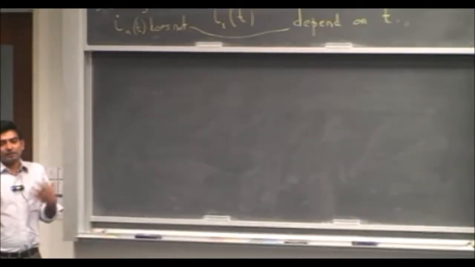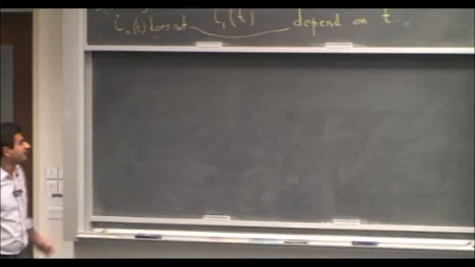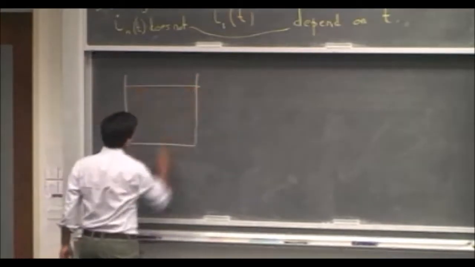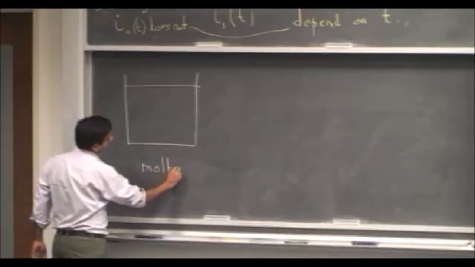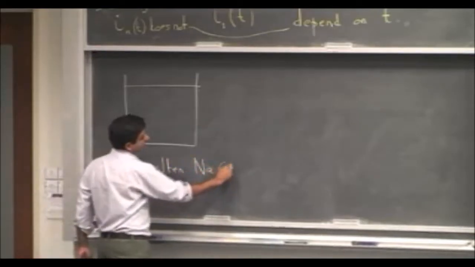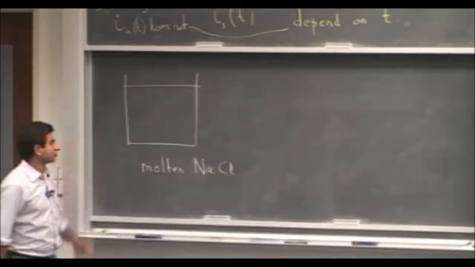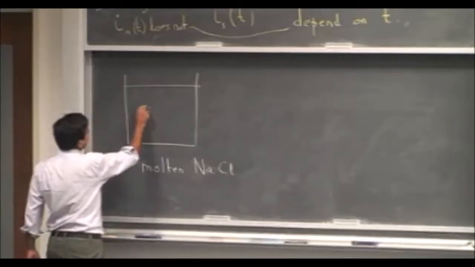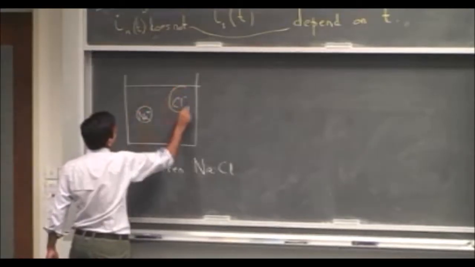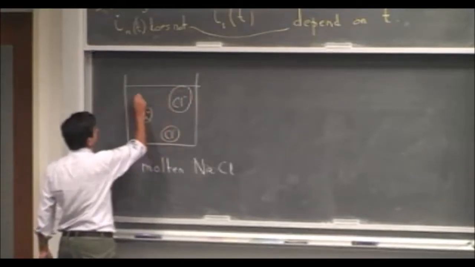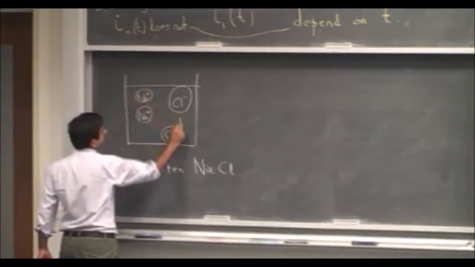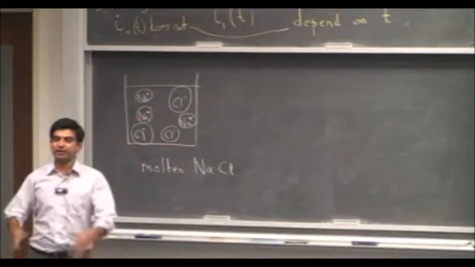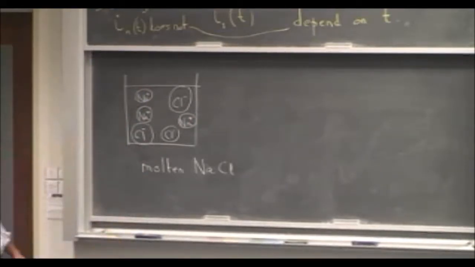Okay, now I would like to talk about what charge carriers are. Suppose I have a beaker in which I place molten sodium chloride. Okay? So sodium chloride in liquid form. Now, in liquid form, this will comprise sodium ions and chloride ions. Okay? And if it's neutral, there is an equal concentration of sodium ions and chloride ions.